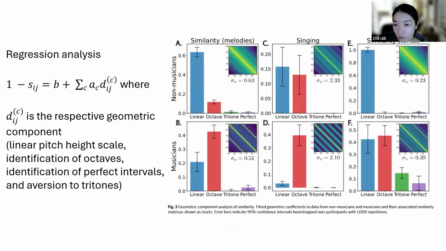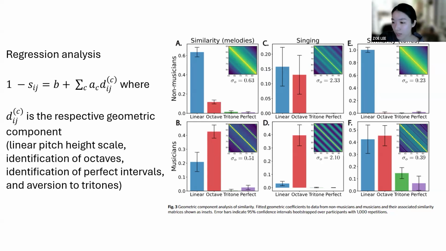They followed this up with a regression analysis to assess whether these differences are due to different kinds of perceptual cues. These perceptual cues are geometric or structural properties of pitch, such as the linear pitch height scale, so like the tone height, the identification of octaves, identification of perfect intervals, and aversion to tritones. We can see that these components differentially contribute to the similarity judgments, based on the task and on the group of participants.